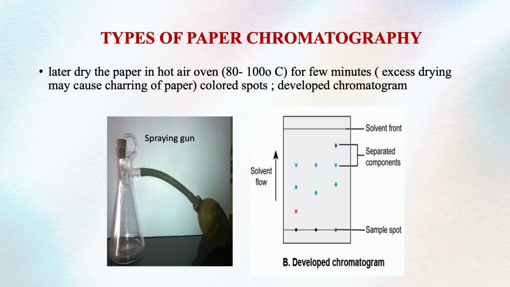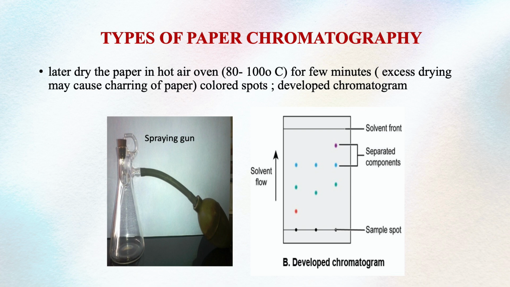So these are the two basic types of paper chromatography: one is descending, another one is ascending. In this image, on the extreme left side, you can see a spraying gun. This spraying gun is a small apparatus, nothing but a water pump kind of thing. In it we load different dyes and stains to put over the paper. When we spray, the paper is going to develop different colored spots.